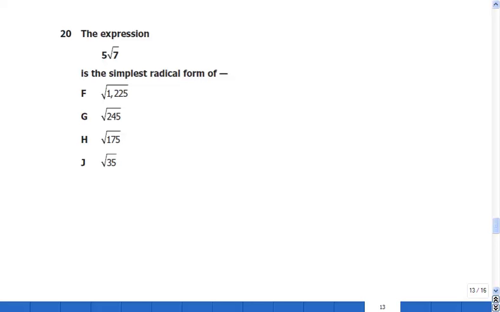Another problem for the proficiency exam, algebra problem 29, right? The expression 5 square root 7 is the simplest radical form of, right? And you have four options here.